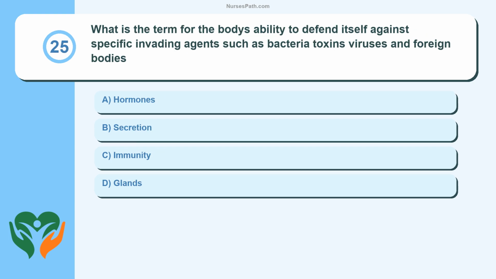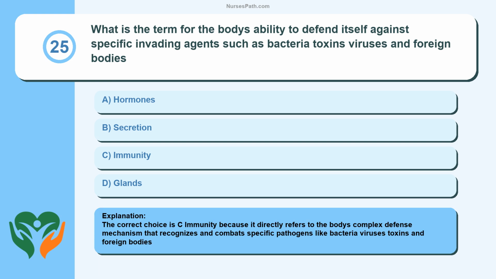Question 25. What is the term for the body's ability to defend itself against specific invading agents such as bacteria, toxins, viruses, and foreign bodies? Hormones, secretion, immunity, glands. The correct choice is C, immunity, because it directly refers to the body's complex defense mechanism that recognizes and combats specific pathogens like bacteria, viruses, toxins, and foreign bodies.